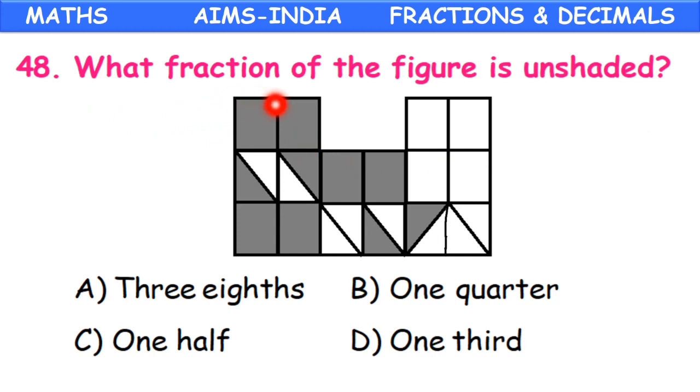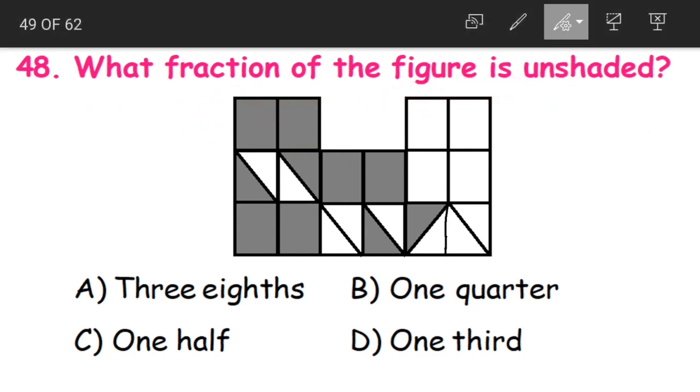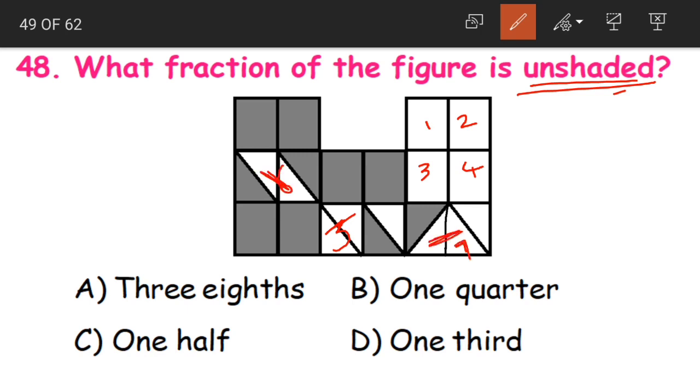Question number 48. What fraction of the figure is unshaded? What do we want, children? The fraction of the figure that is unshaded. We have 1, 2, 3, 4. And this complete we have 5. If we combine these two halves, we'll get our number 6. And again, if we combine these two halves, we'll get our unshaded block number 7. And if we combine these two half blocks, we'll get our 8th block, which is unshaded. So in total there are 8 unshaded blocks.